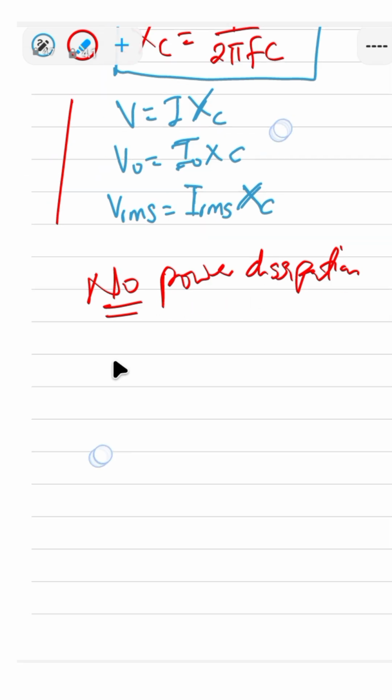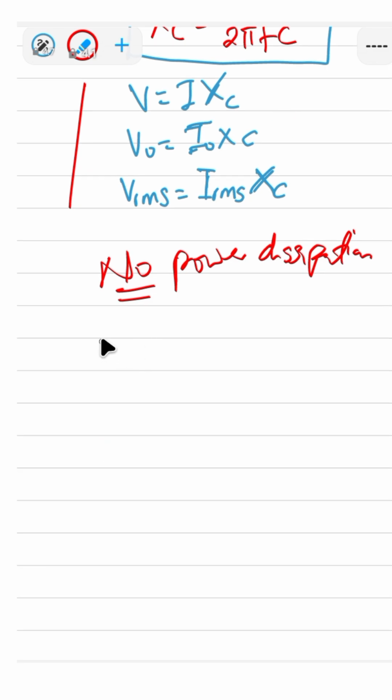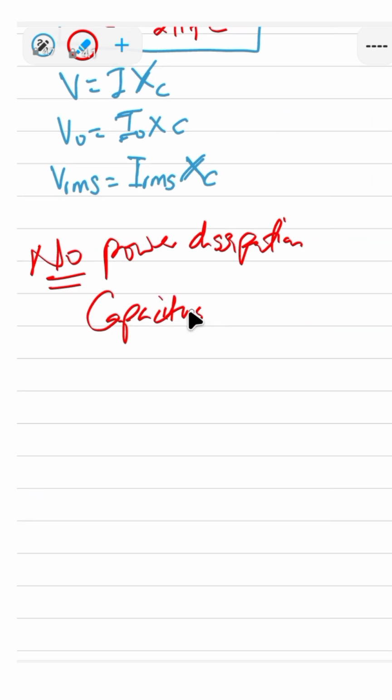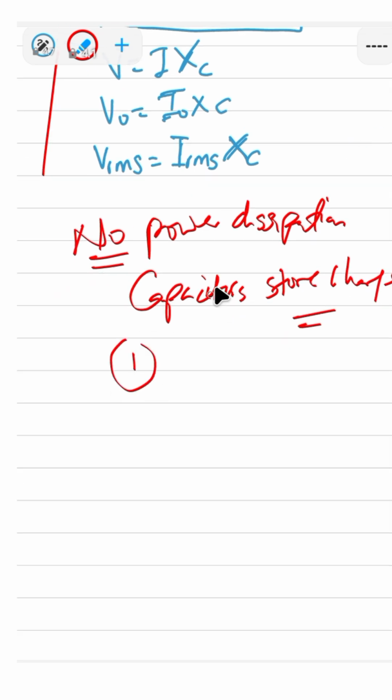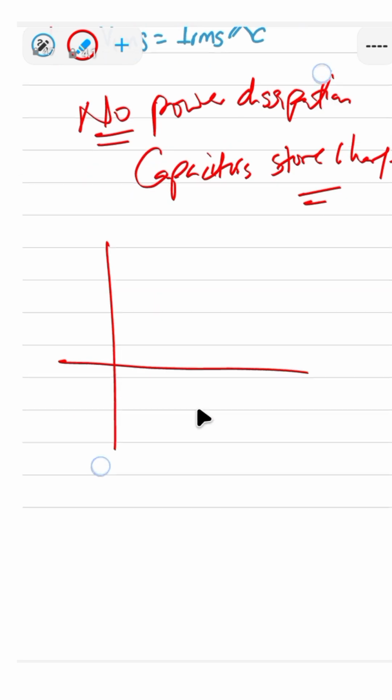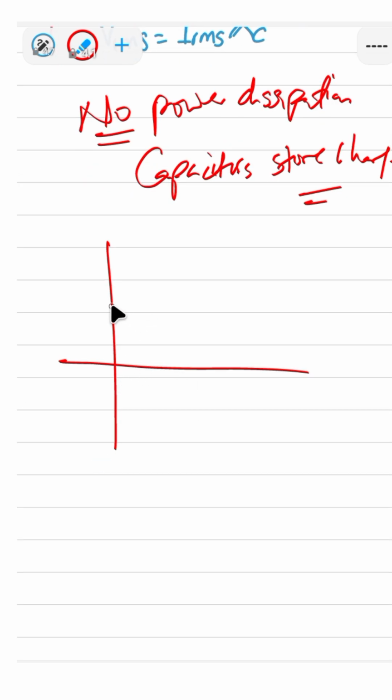Then the next point is, how are the current and voltage moving? Which one is lagging? Which one is leading? Don't forget that the capacitor stores charge. Capacitors store charge. Now, since they store charge, that means the current will be leading. So let's draw it down. The current is leading. So I'm going to start the current from around here.